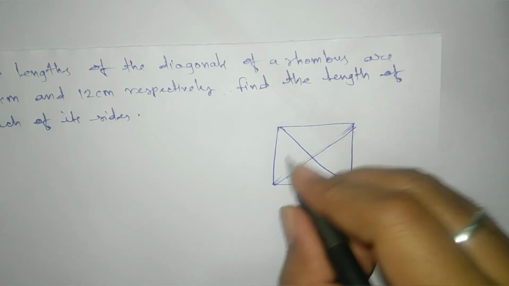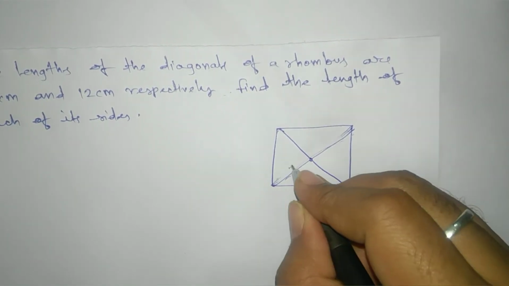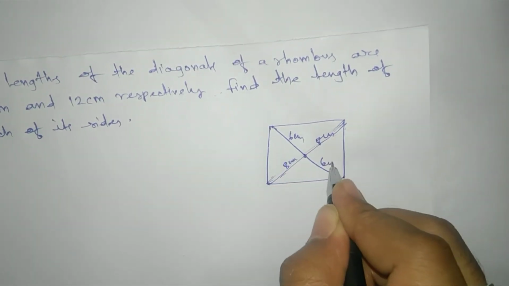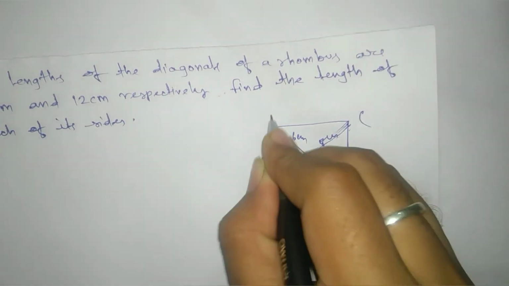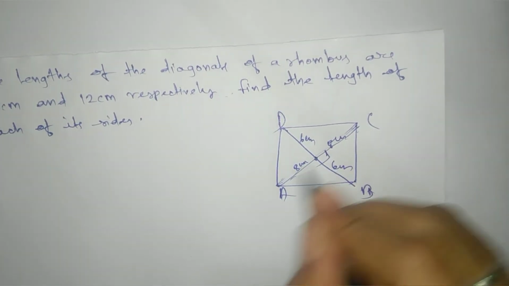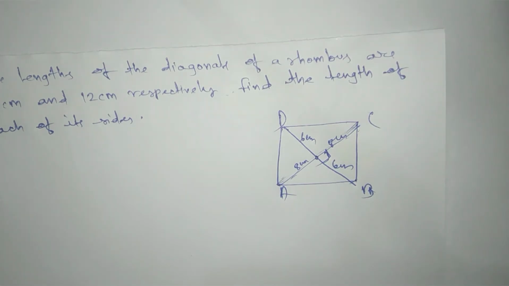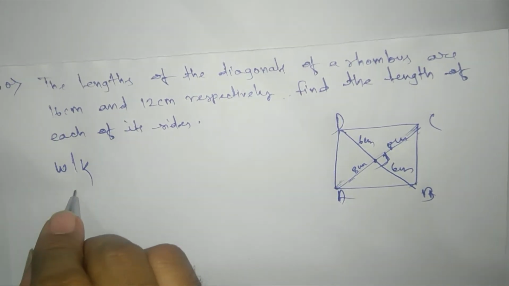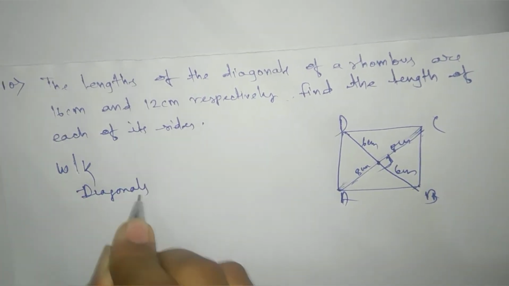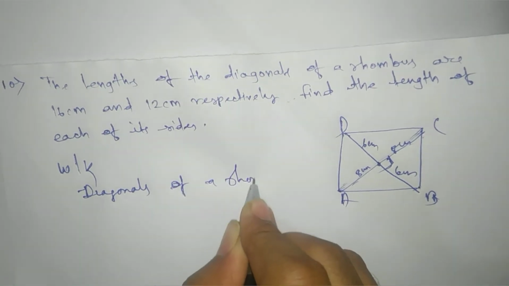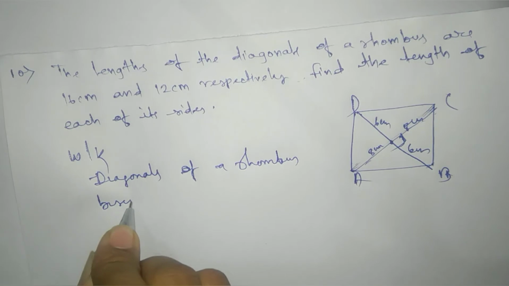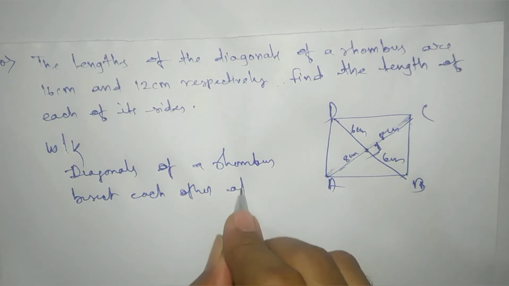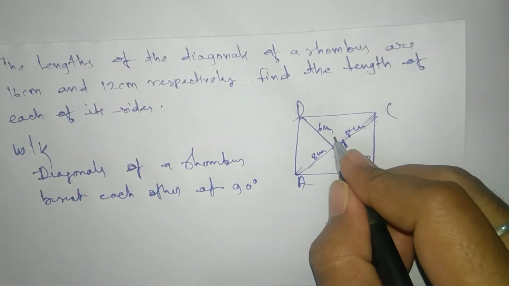So this is 16, and 16 will break into two parts, 8 centimeter and 8 centimeter, and this 12 will break into 6 centimeter and 6 centimeter, and if we give the names A, B, C, D, we have this figure. And we know that the diagonals bisect each other at 90 degree. So we'll write here, we know the diagonals of a rhombus bisect each other at 90 degree. So we're going to give the name O.